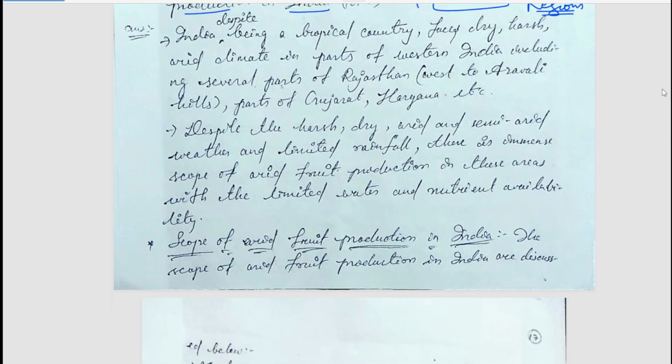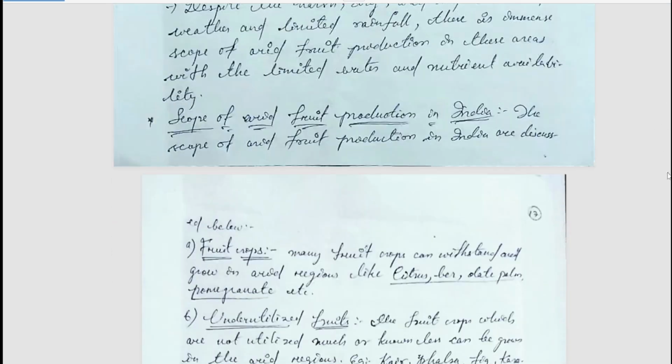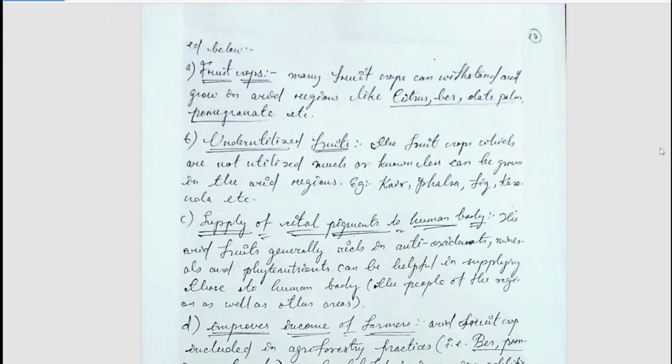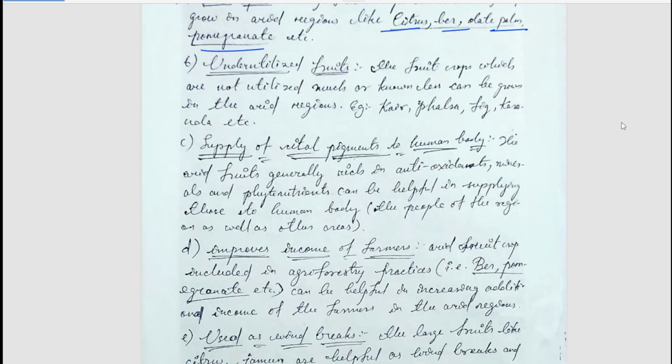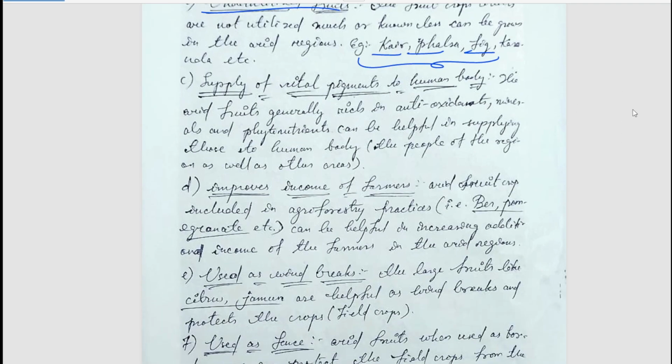We all know that we have certain areas of arid region in Rajasthan. Obviously Gujarat has some parts, and Haryana has some parts. We will see the scope first of all. Many fruit crops can be grown, such as citrus, ber, date palm, pomegranate. There are also underutilized fruits which can be grown here, such as kair, falsa, fig. These fruits are not much grown in India, but they are very nutritious. So these are known as underutilized fruits which can be grown in these regions.